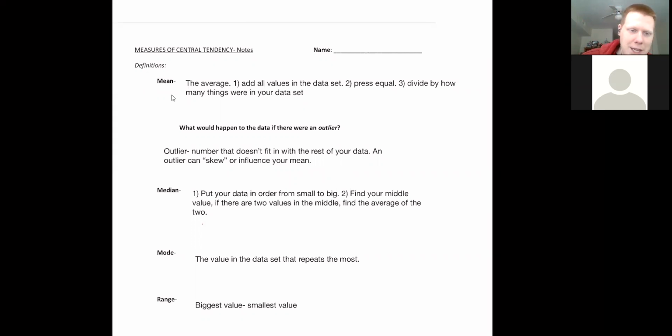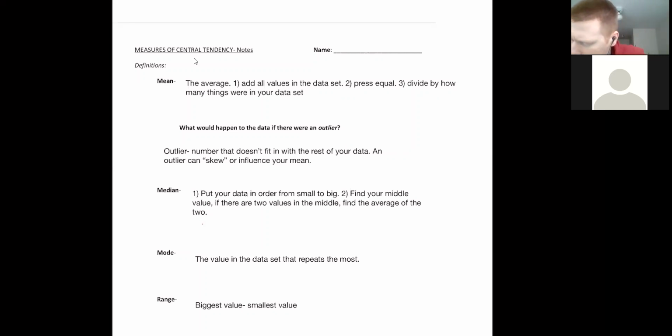The first one is mean. Oftentimes, if a problem asks you to find the average, they're really talking about the mean. The mean's the more proper way to say that. Remember, to find your mean or the average, you're going to add all the values in your data set, press equals, and then divide by how many things were in your data set.